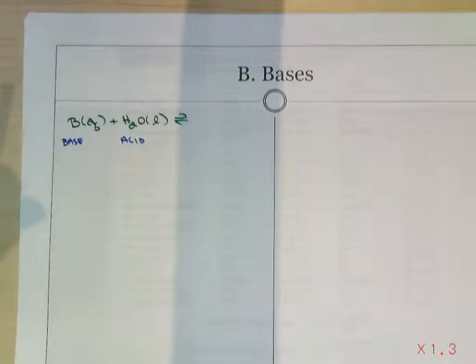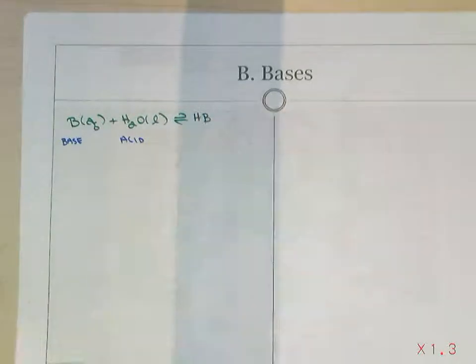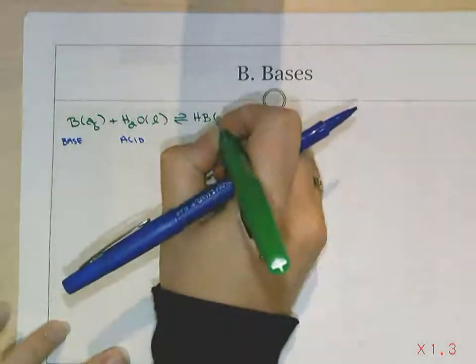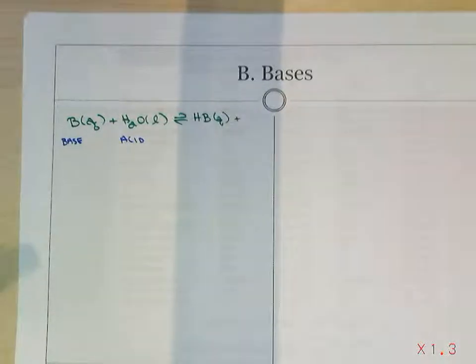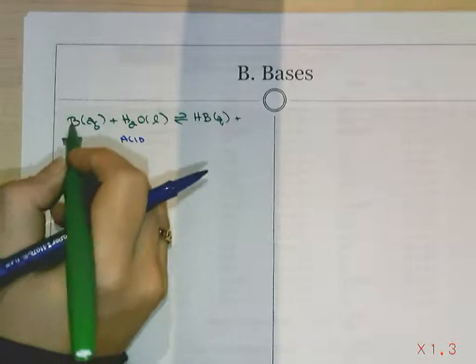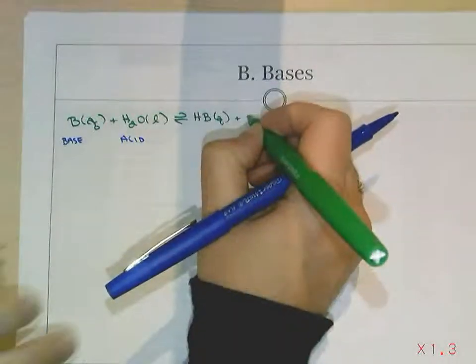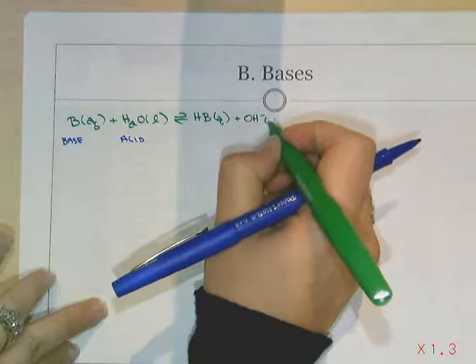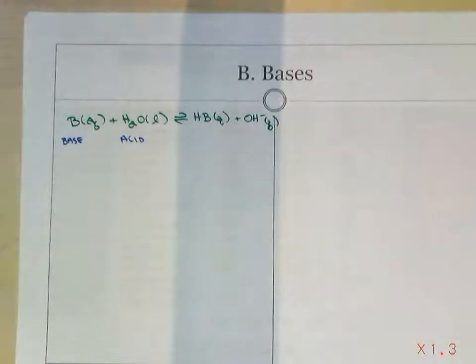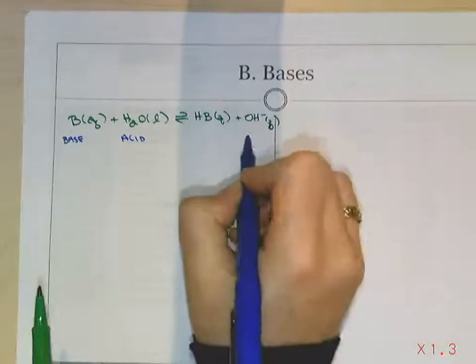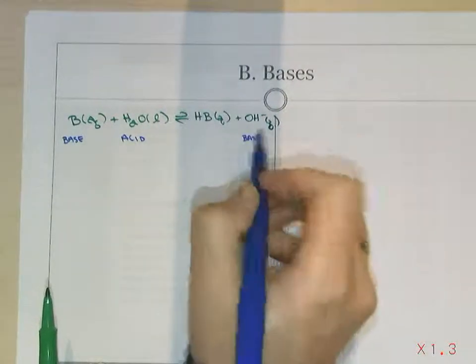Right, bases want the proton, which means that will be one product. So this base has abstracted one proton from water. What does the water have left? All right, all that's left is OH minus, which should be a dead giveaway that that's a base and this is an acid.